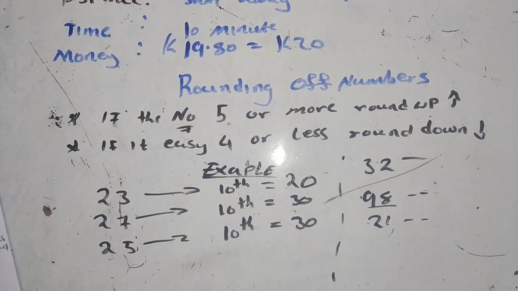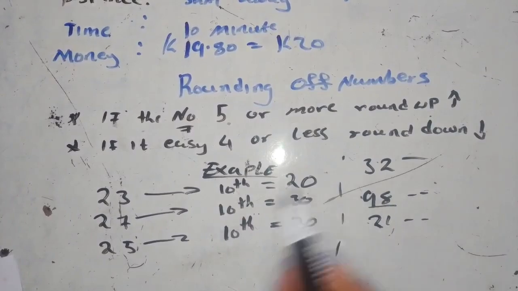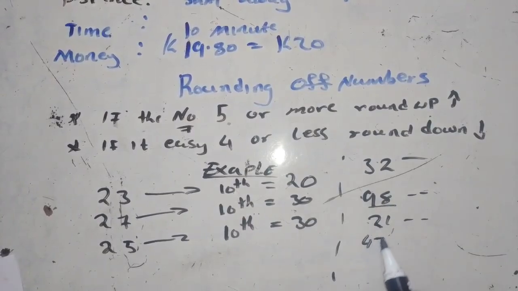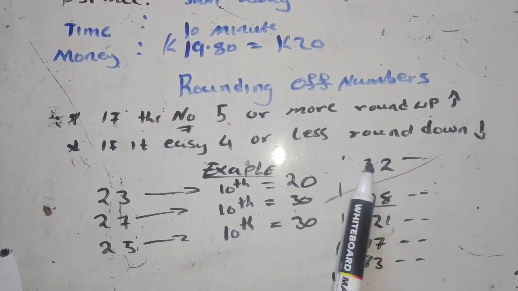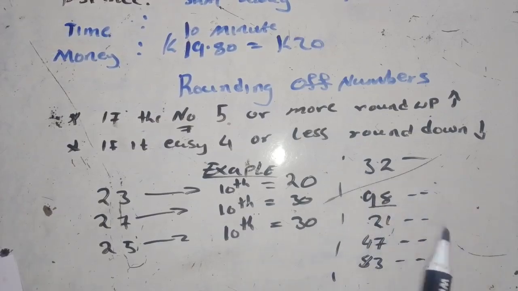Okay, so I'm going to add another one. So we've done rounding 47 to the nearest 10, 37 to the nearest 10, and 83 to the nearest 10. So you should round off 32 to the nearest 10, 98 to the nearest 10, 21 to the nearest 10, 47 to the nearest 10, and 83 to the nearest 10. So make sure that you do this.